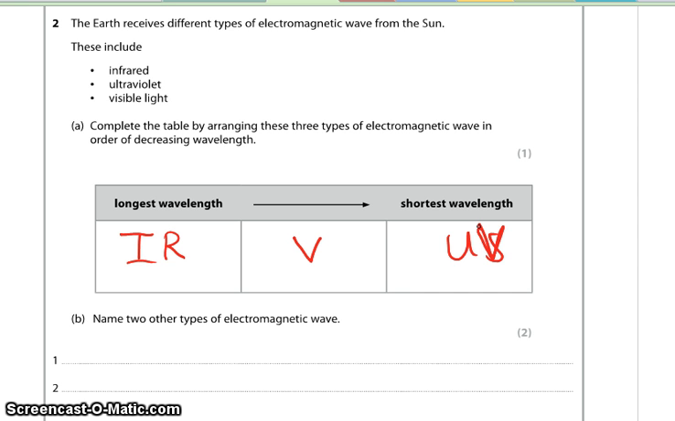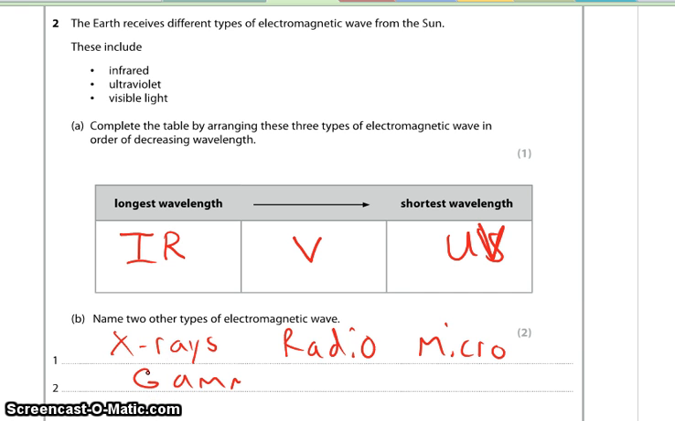Name 2 other types of electromagnetic waves. Well, you've got X-rays, you've got radio, you've got microwaves, and you've got gamma rays. Any 2 of those are acceptable.